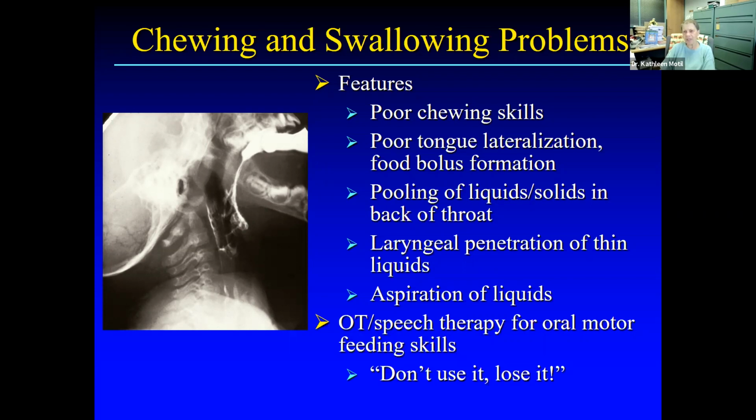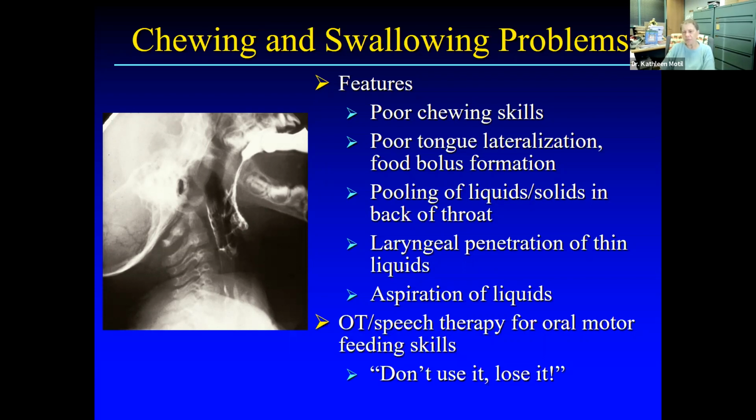And so you have the inability to really generate a good bolus of food that can go to the back of the throat so that you can swallow. We know that many times liquids and even some solids, if they're soft, will pool in the back of the throat in the little pockets that you have between the breathing tube and the feeding tube. And if the child cannot protect him or herself, we know that the liquids oftentimes will penetrate into the breathing tube, called laryngeal penetration, or you can have the liquids go farther on down the breathing tube and we have frank aspiration of the liquids.